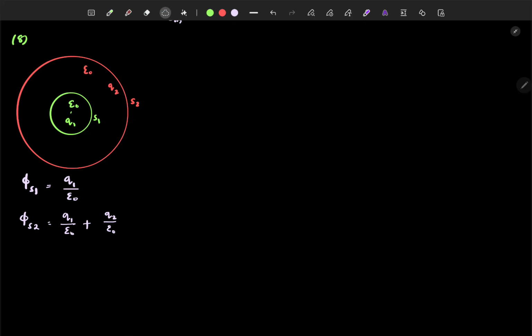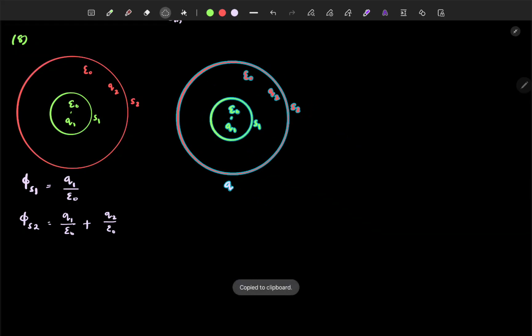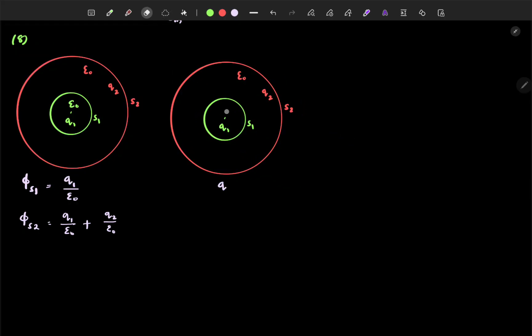Second case is this one. In the second case, suppose a medium is present. This is your medium, whose permittivity is epsilon R1. Its permittivity is epsilon R1. Now tell me, what is the value of flux through S1 and S2?